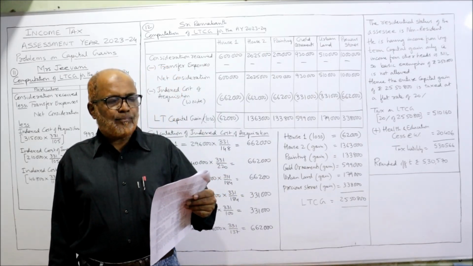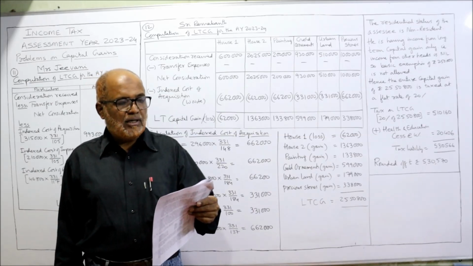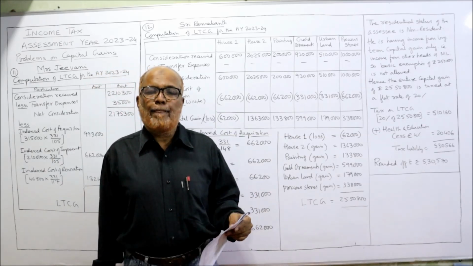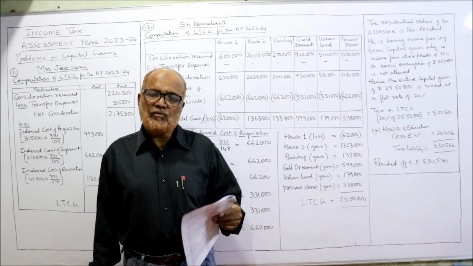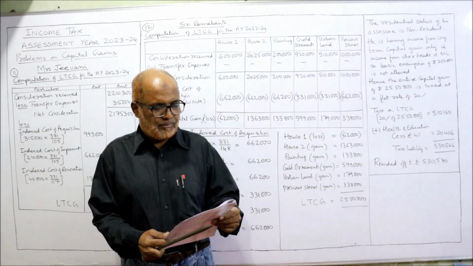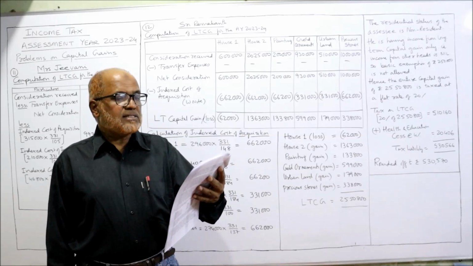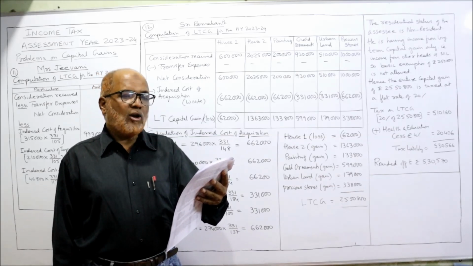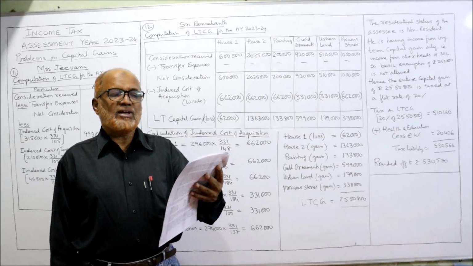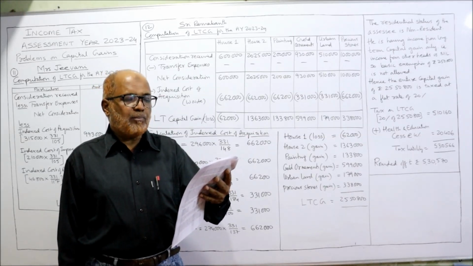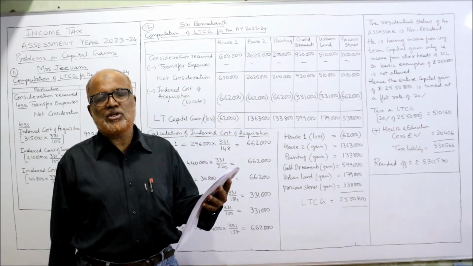Calculate capital gain income and tax liability if income under other heads is nil. He doesn't have any other income except this capital gain. So we have to compute the tax liability. There are 10 assets, serial number 1 to 10. For each asset, the article name is given, year of purchase, cost price, cost inflation index, sale price, and use of the article. This is the complete information given.